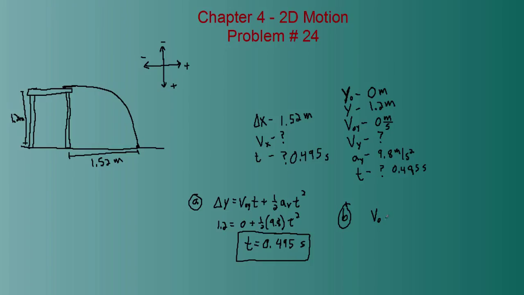V initial x equals delta x over t. And that's straightforward. That's just 1.52 over 0.495, and that equals 3.07 meters per second.